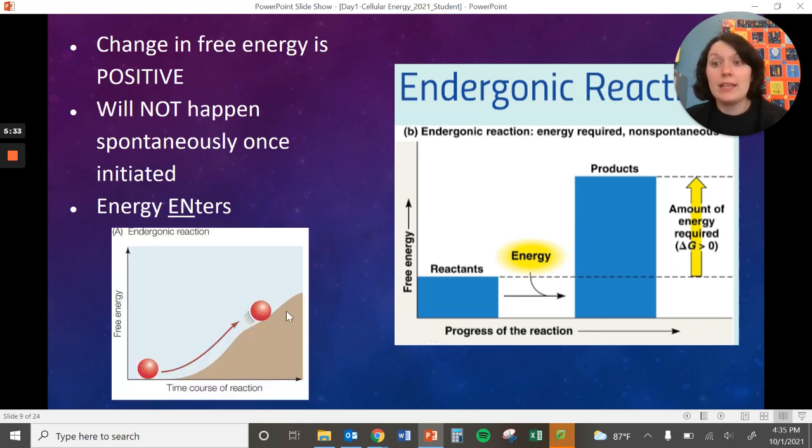Here is like going up a hill. It requires energy going from low energy to high energy. We need to use energy to push it up.